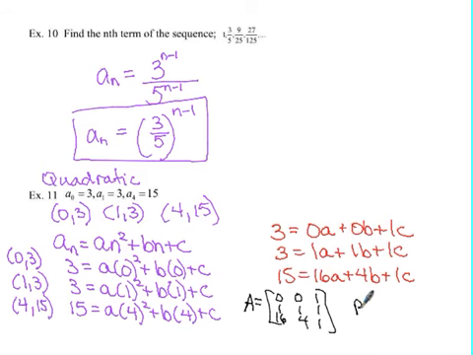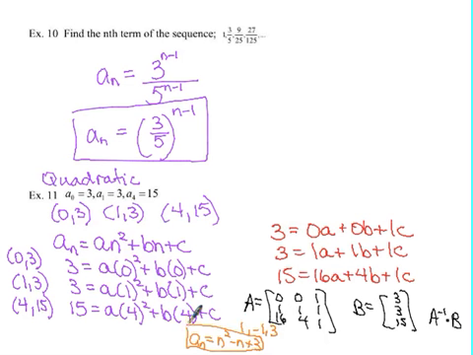I can already hear the buttons going. Matrix B is 3, 3, 15. And you type in your calculators A inverse times B. So you should be getting a solution in a moment. 1, -1, and 3. So that makes it a sub n equals n squared minus n plus 3.